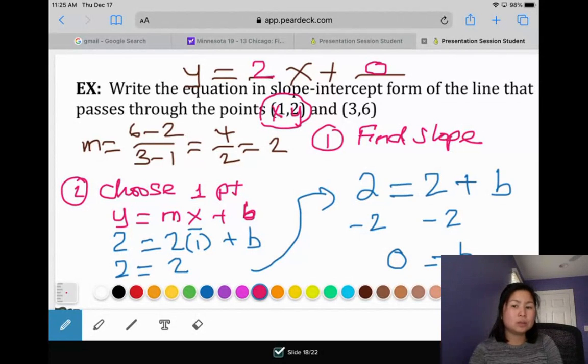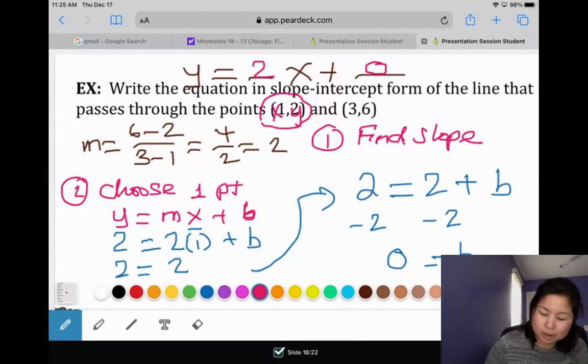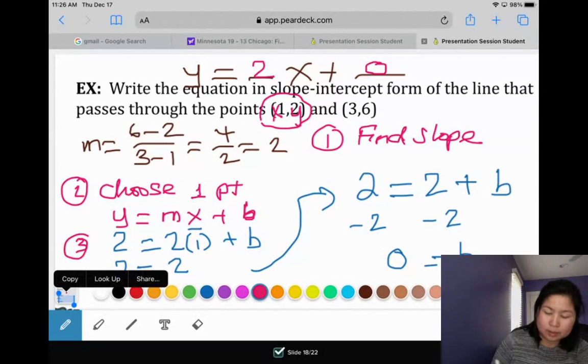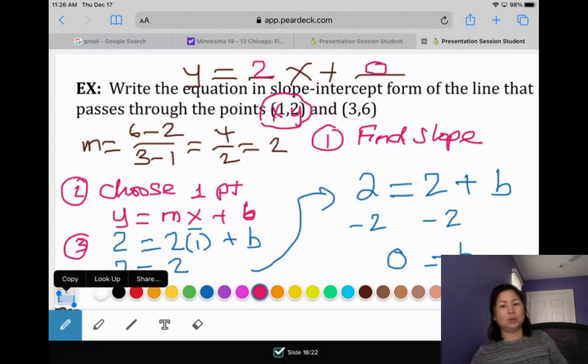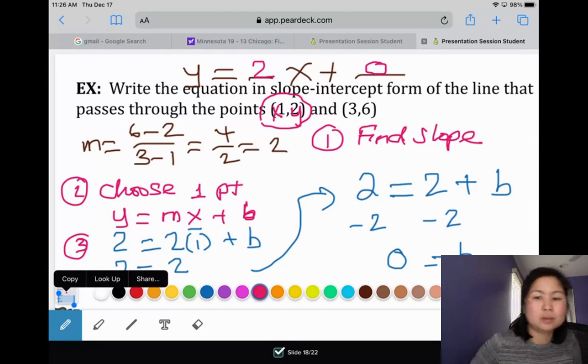So you get to choose a point. You don't have to choose the first one. You don't have to choose the second one. It's either one, whatever number that you like. Then that's the one, it should work out. Label that point x and y. Okay. Step 3 is where you replace x, y, and the slope, and then you just solve for it.